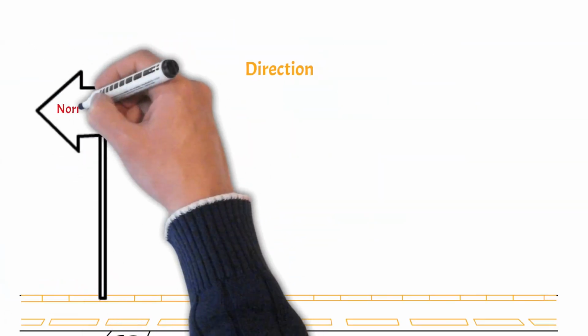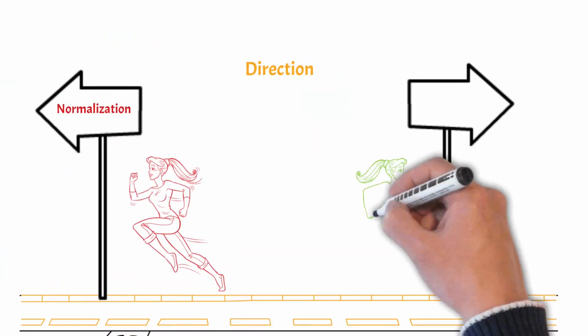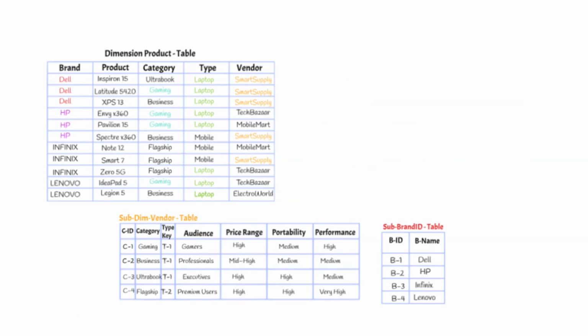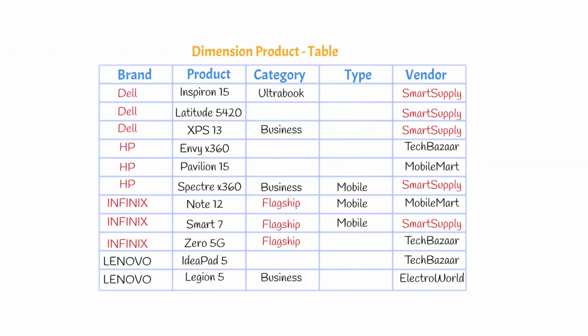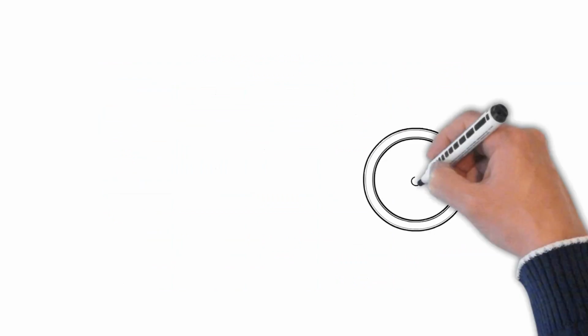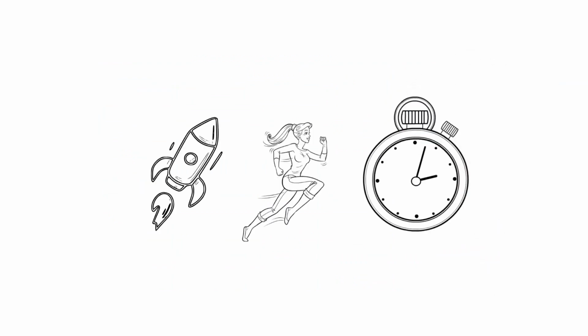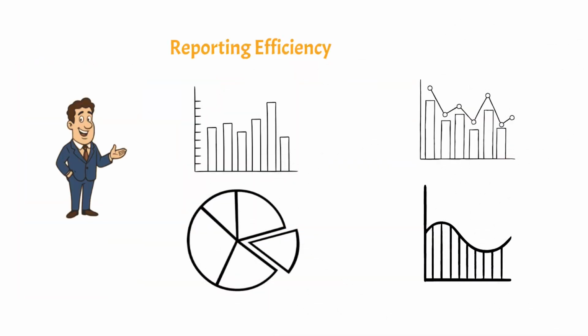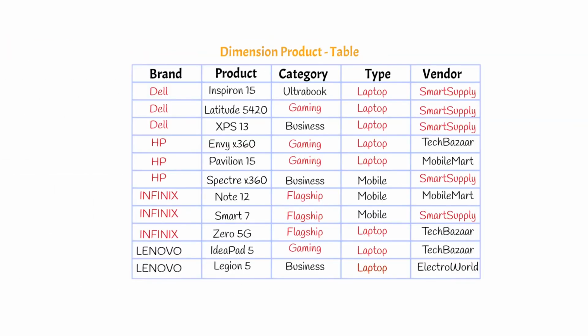But normalization isn't the only approach. Sometimes we go in the opposite direction, called denormalization. Denormalization combines tables to reduce the number of joins, even if that means repeating some data. The goal is faster and simpler queries. It works by merging related tables into fewer, wider ones. The benefit? Reporting becomes easier, but at the cost of more duplication.